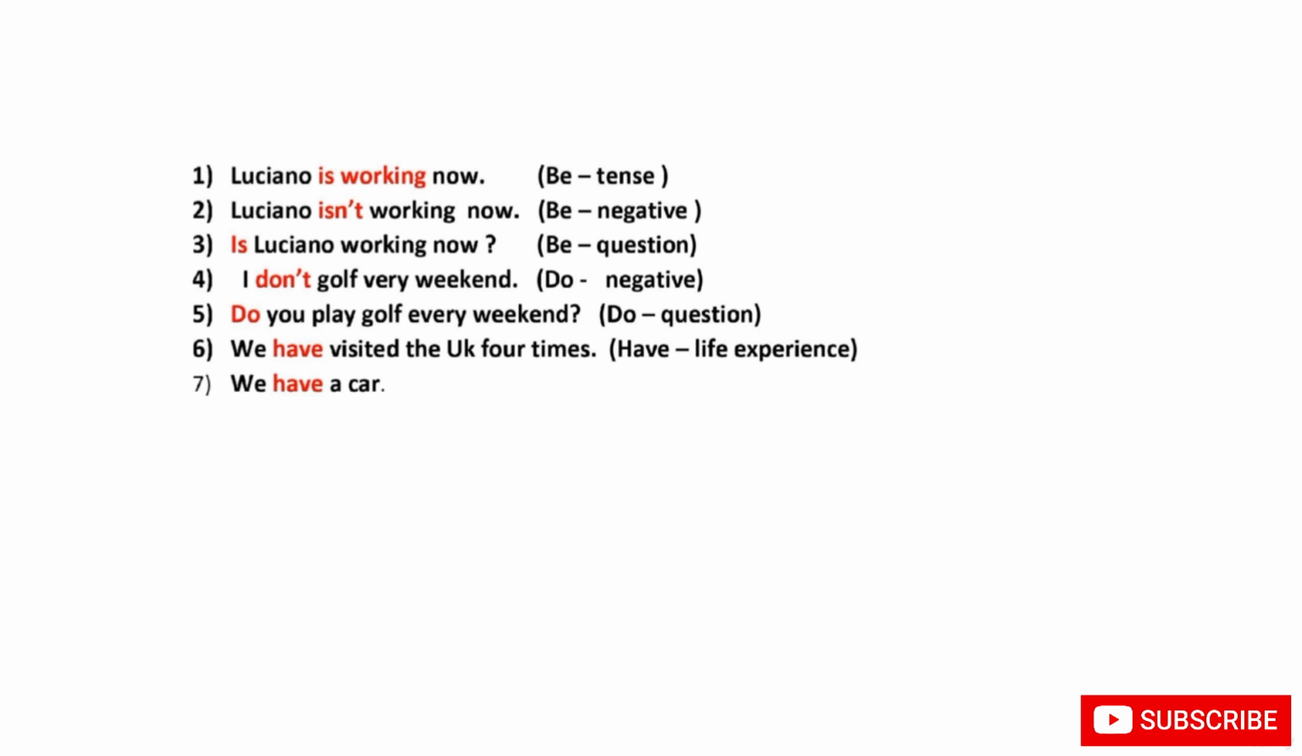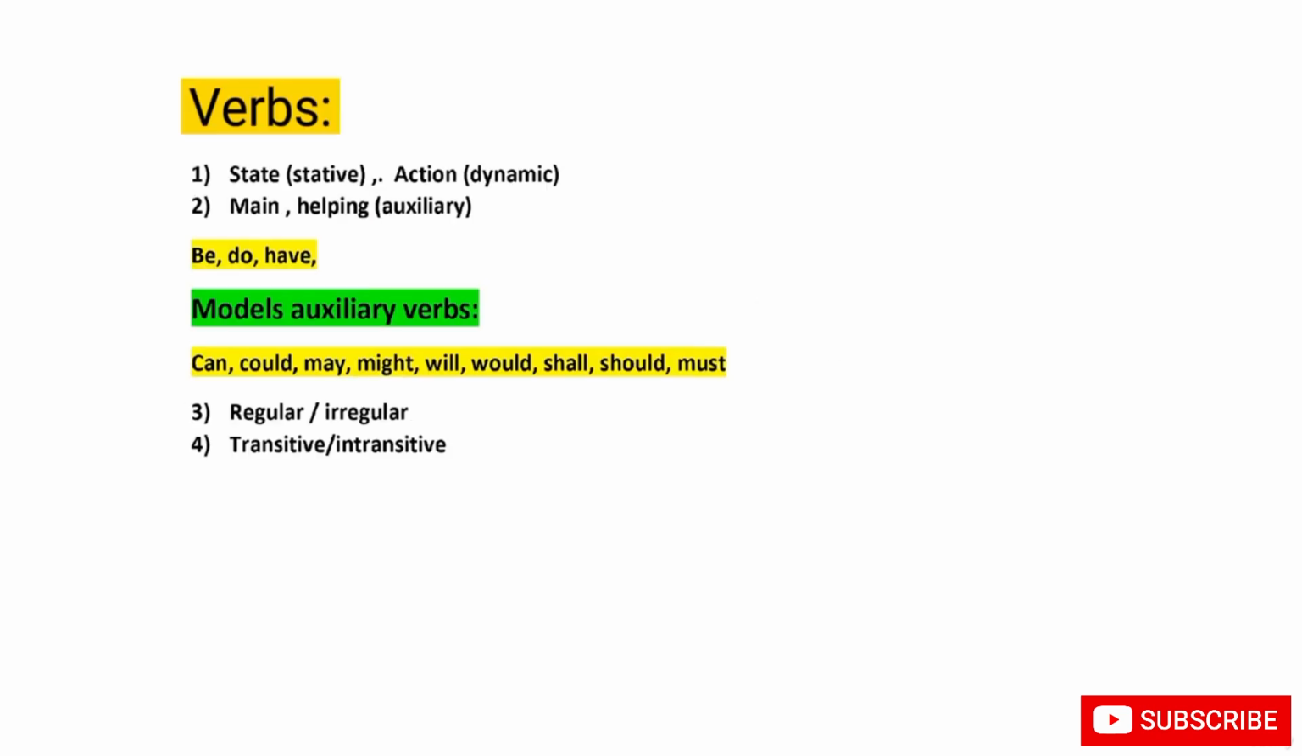Another type of helping verb is modals. Modals are these words: can, could, may, might, will, would, shall, should, and must. I'm sure you know these verbs, and I'm sure you use these a lot too. Modals help us to express mood in a sentence. What is mood?